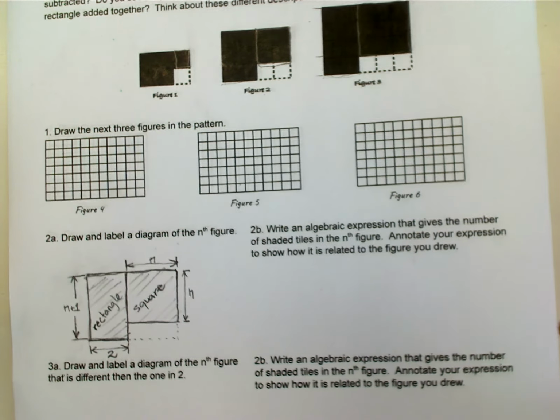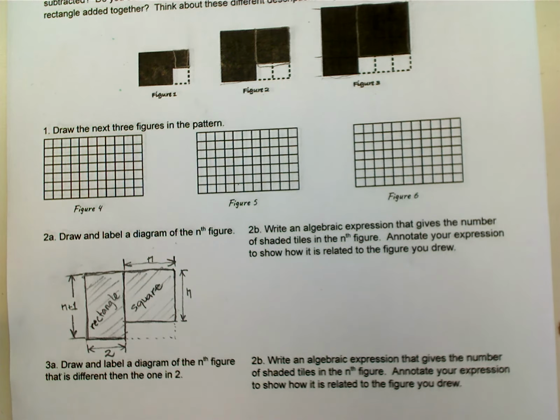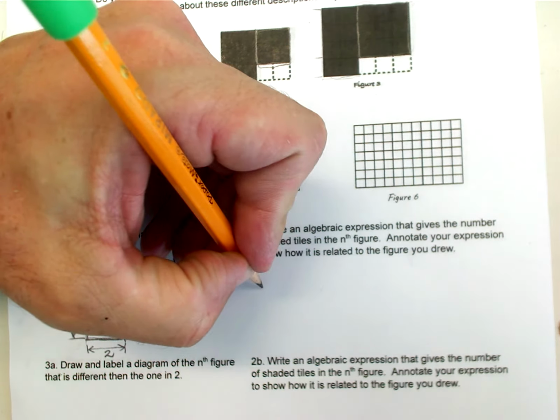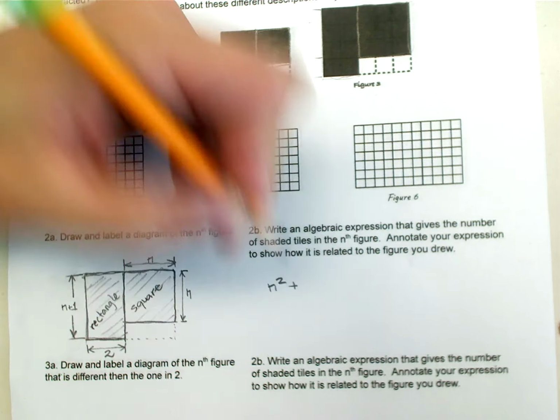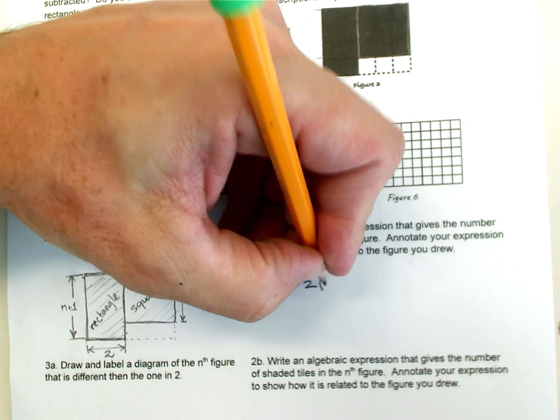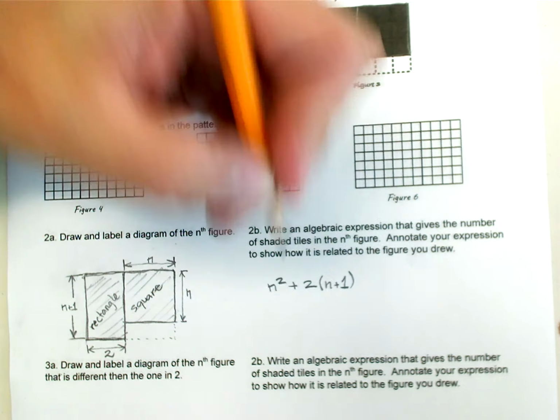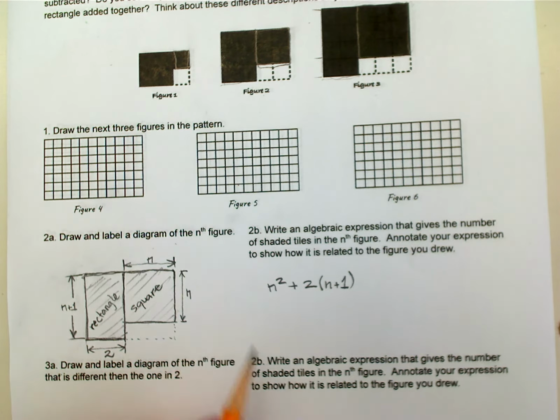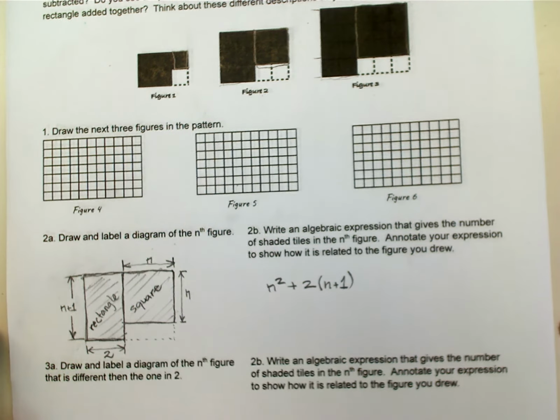And over here, I'm first of all going to write the area of this. Well, the area of the square is just n squared. And then I'm adding to that the area of this rectangle, which is 2 times n plus 1. So that is my algebraic expression that gives the number of shaded tiles in the nth figure.